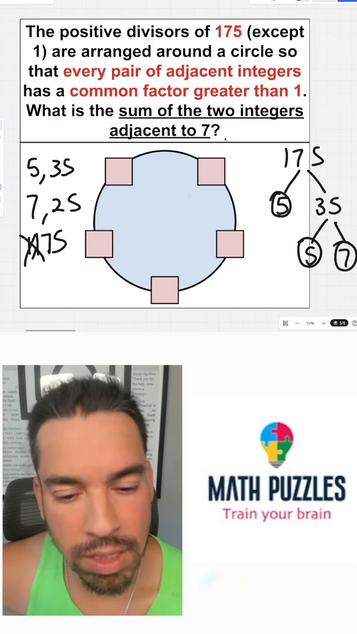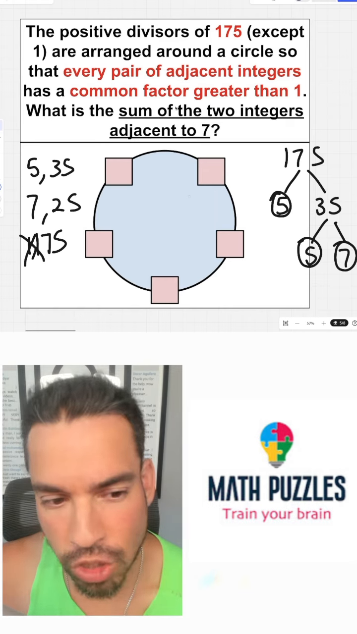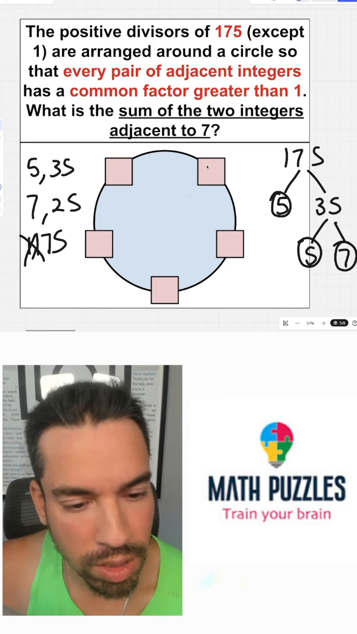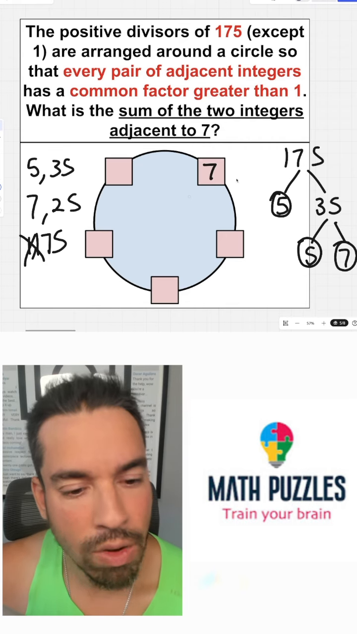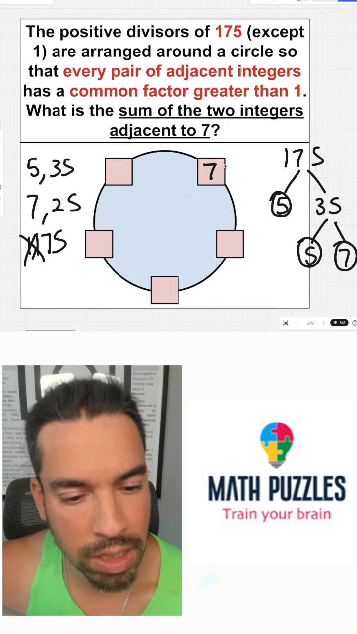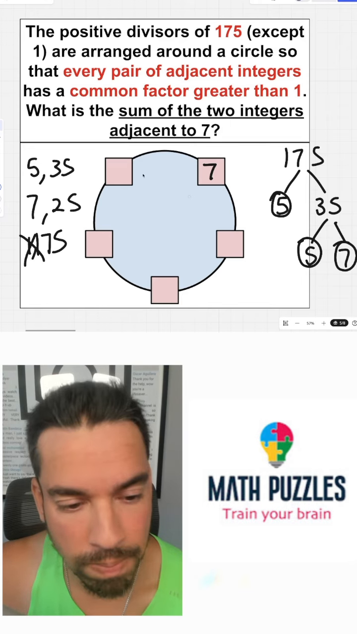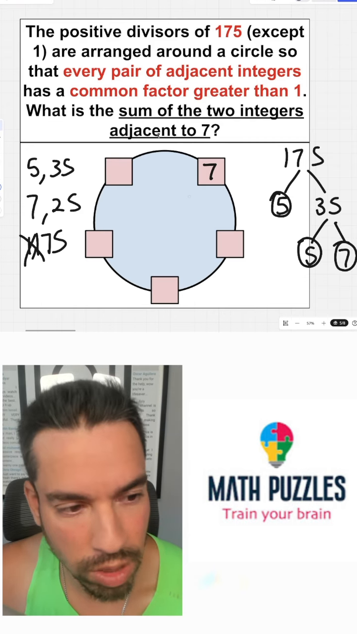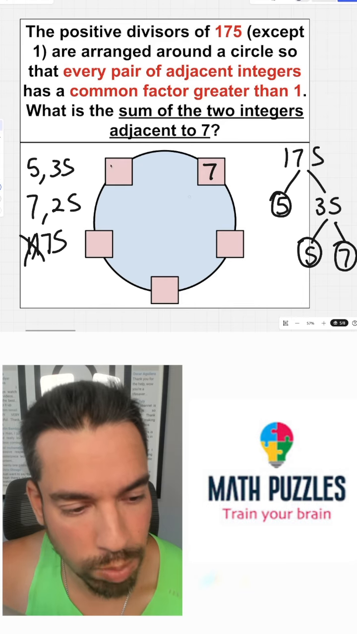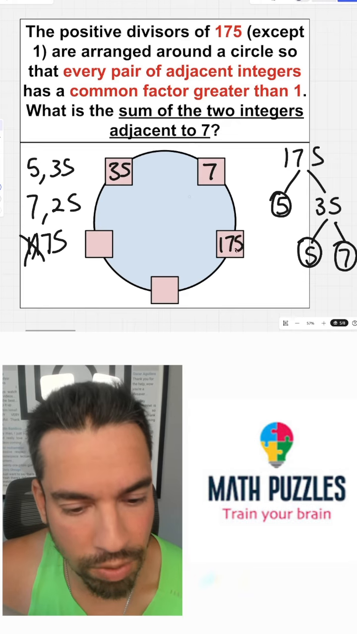Now we're going to place these numbers in a way such that every pair of adjacent integers has a common factor greater than 1. So let's say I put 7 here, right? Now I can't put a 5 here, for example, because 5 and 7 would not have any common factors, right? They would only have 1. And we're saying common factors greater than 1. So the one number that it does have a common factor with would be 35, and another one would be 175, right? 25 and 5 are out.